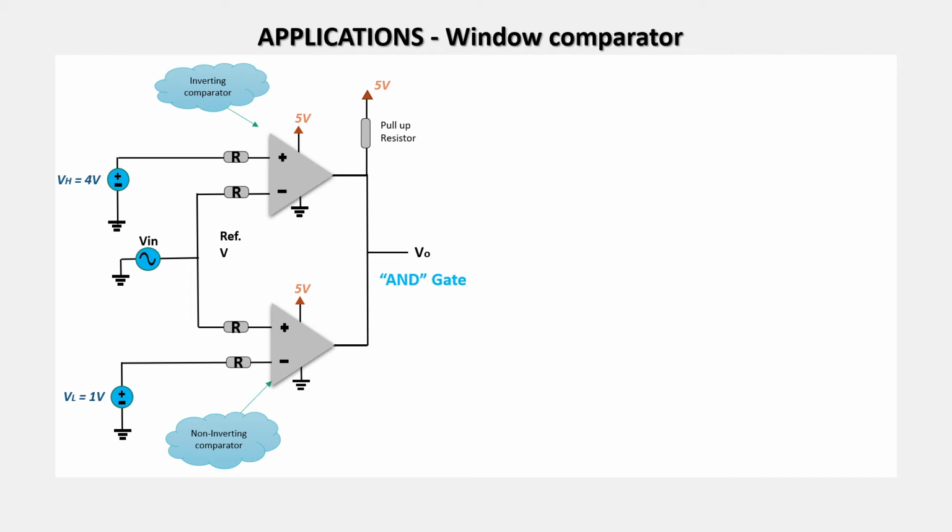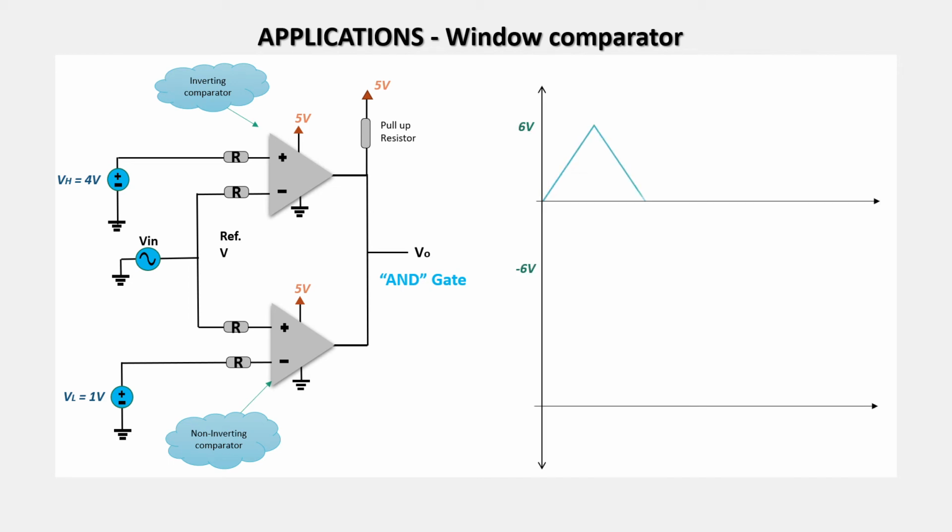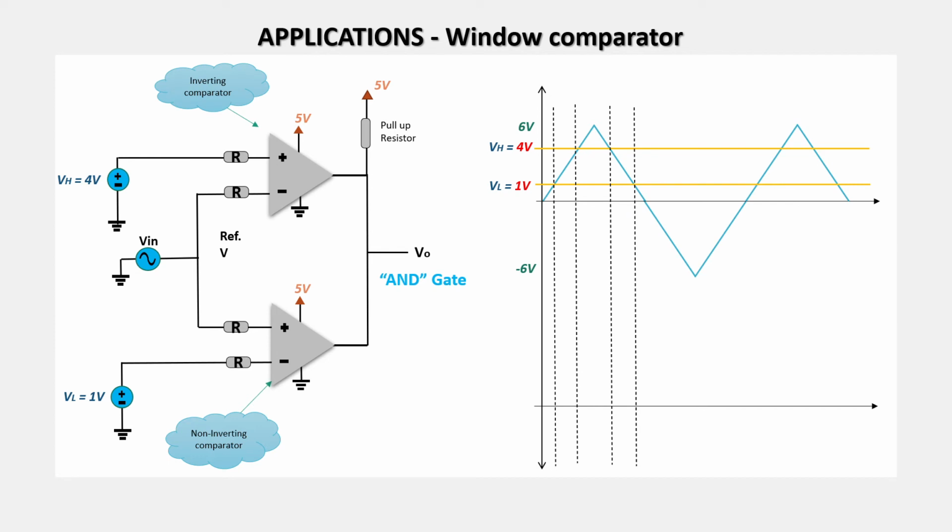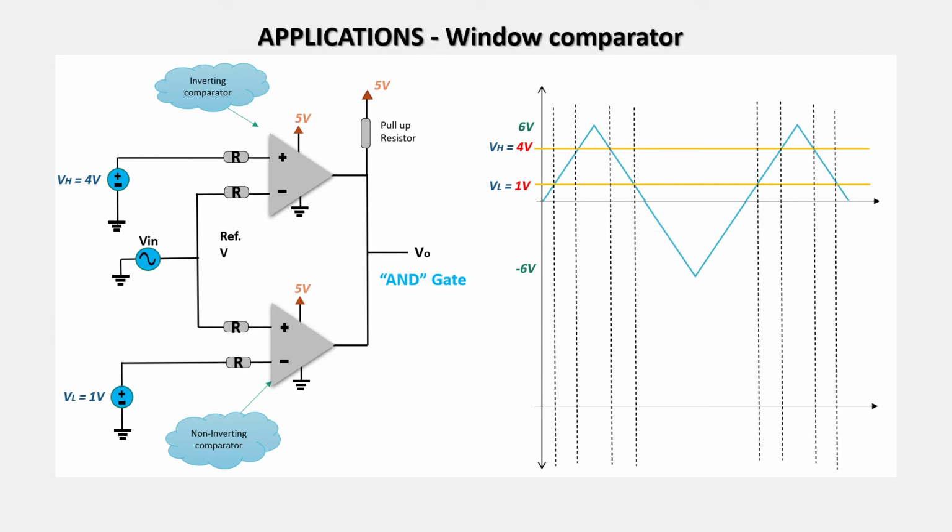Okay, now let us draw the input waveform and the two reference voltages. Let us draw perpendiculars at the intersection points. Let us take the first case, OA. In OA, the output of the first comparator is plus 5 volt since the non-inverting terminal voltage is larger, but the output of the second comparator is 0 volt since the inverting terminal voltage is larger. So the output is equal to 0 volt. In segment AB, both the comparator outputs are 5 volt. So the output of the window comparator is also 5 volt.